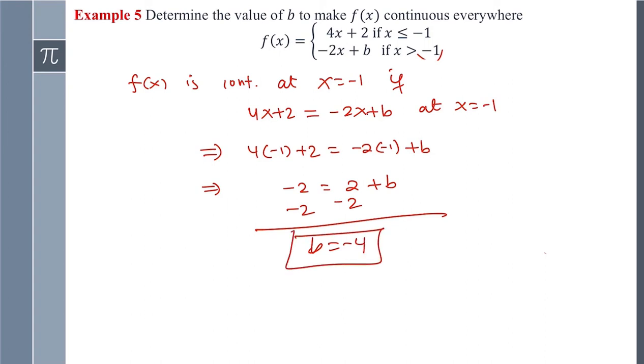So if b equals -4, then this piecewise function is continuous everywhere. So it's even continuous at -1.